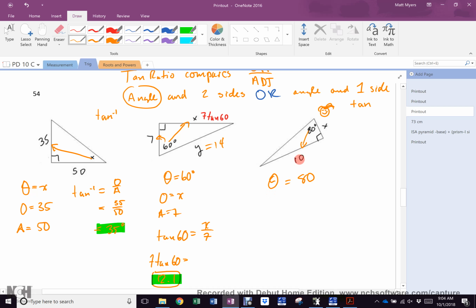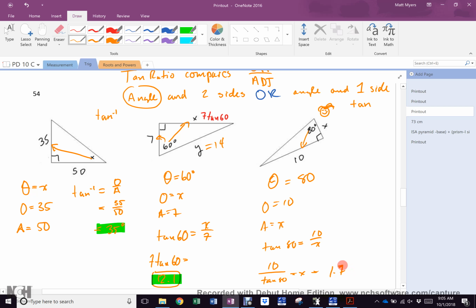So what's this? O is 10. What's X? A is X. Tan 80 equals O over A. X is on the bottom. What do we do? Divide. 10 divided by tan 80 equals X. Punch that into your calculator. My calculator's backwards: 10 divided by, 80 tan, equals 1.76.